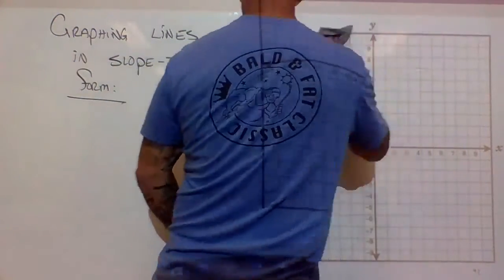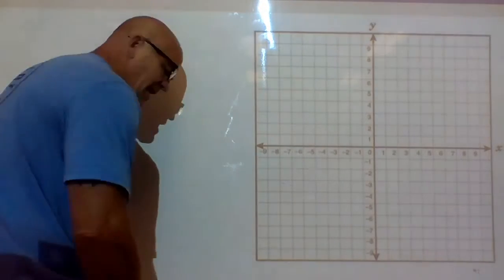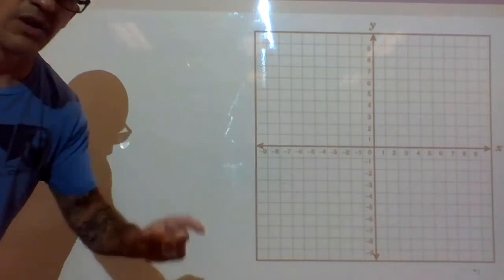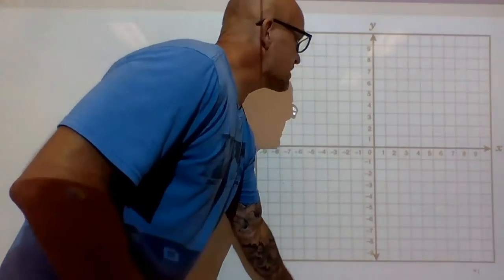So last thing that we want to do is now I'm going to give you an equation that's already graphed, or I'm sorry, a line that's already graphed. You're going to write the equation of it. So all I'm going to do is, let's make one up.